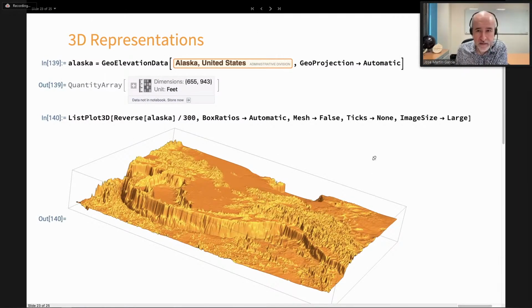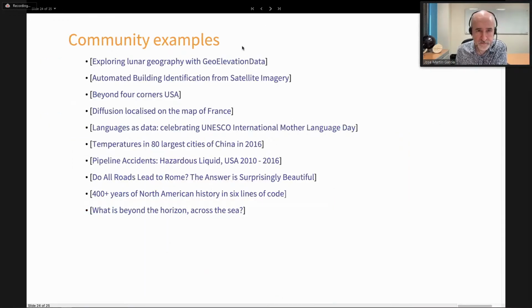Okay, and we're getting close to the end. So here I have a collection of nice examples that some of our users have posted in the Wolfram Community page. So for example, let's look at some of those.